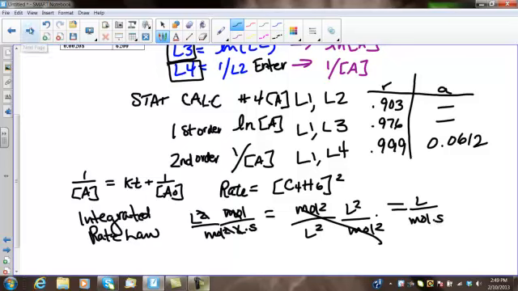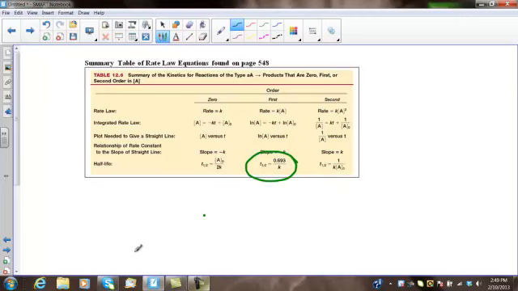Okay, moving on. This is a really nice summary of the rate law equations found on page 548. You have the rate law, zero, first and second order, the integrated rate law, the plot needed to give a straight line, the relationship of the rate constant to the slope of the straight line, and then the half-life.